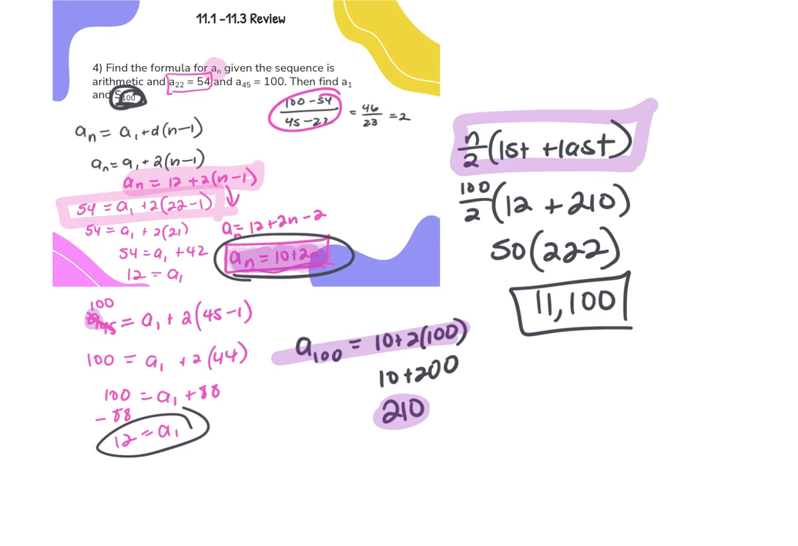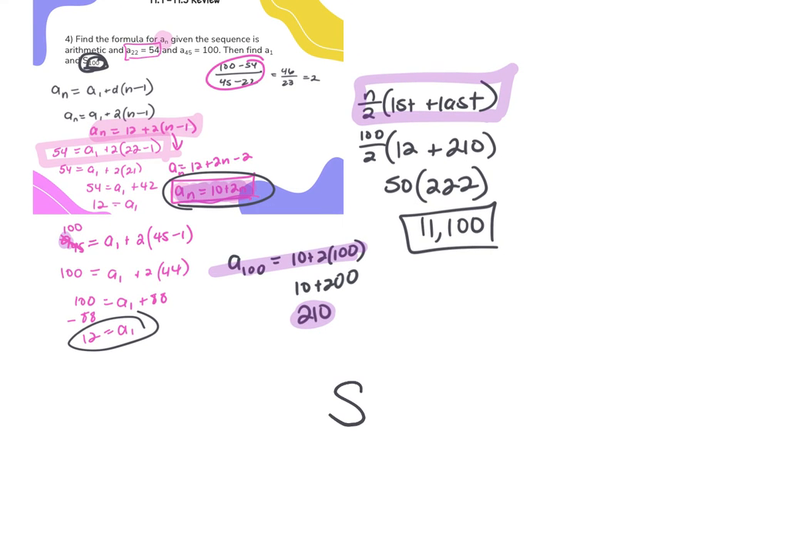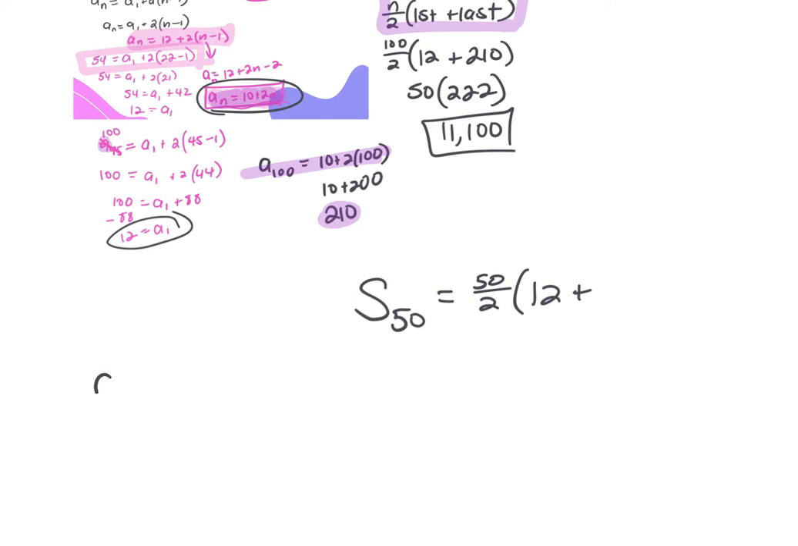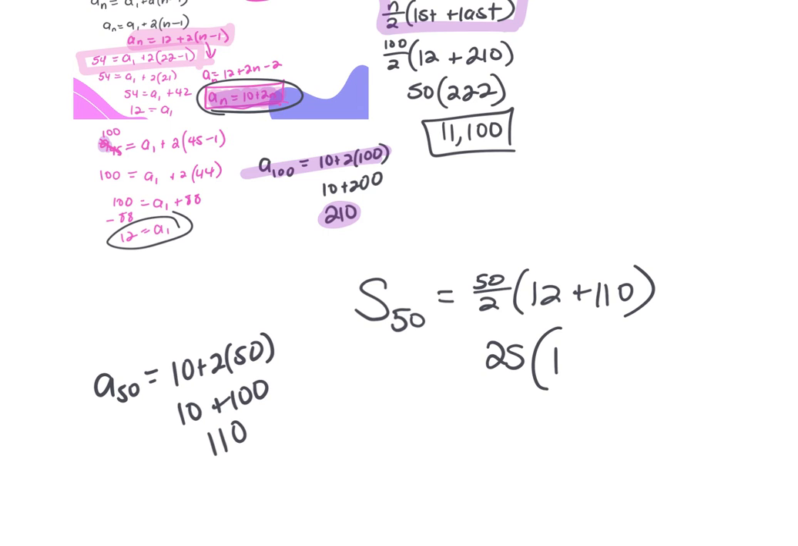So if I had said find S50, what changes? Now it's 50 over 2. The first is still 12, right? But now the last is a50. So you have to find a50. 10 plus 2 times 50. This is 110. So this would be 25 times 122, which is 3,050.